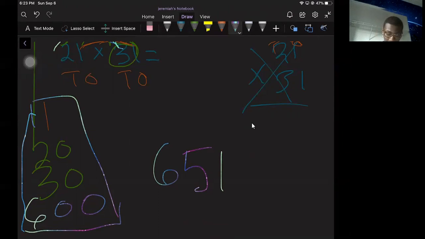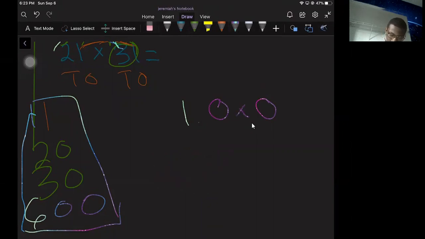But first step is the ones place times the ones place. Remember that. It's ones times ones. You can put an X. Ones times ones. The second step is the ones times 1 of the 10. It doesn't matter which one you do. Ones times 10.